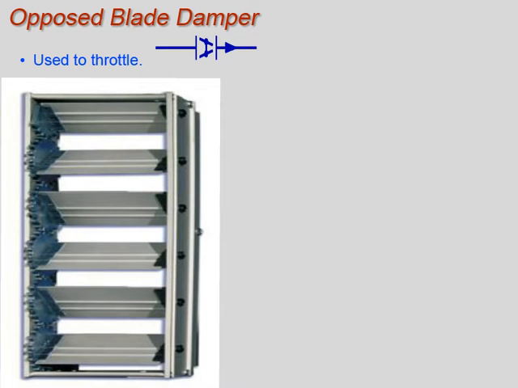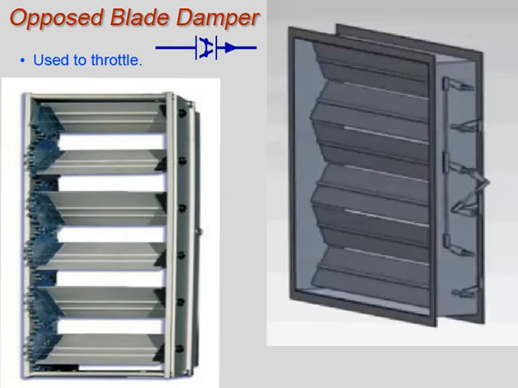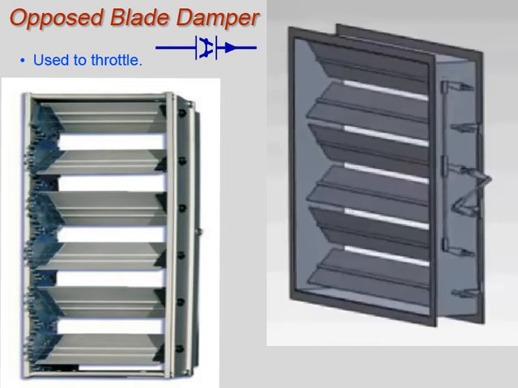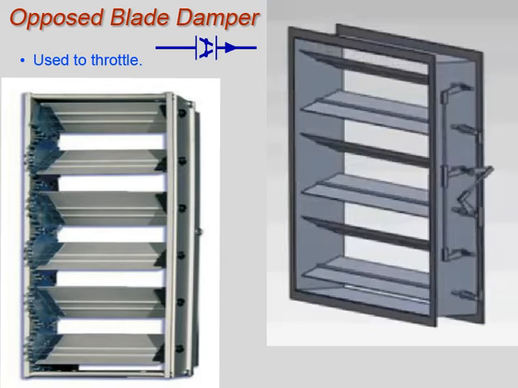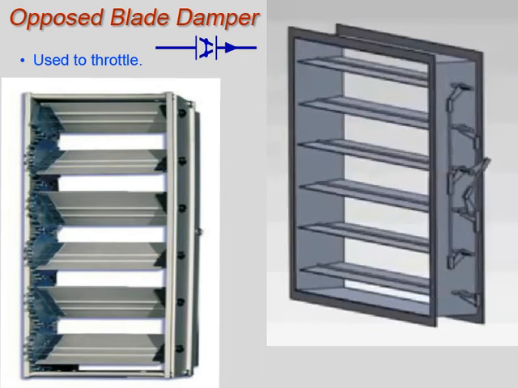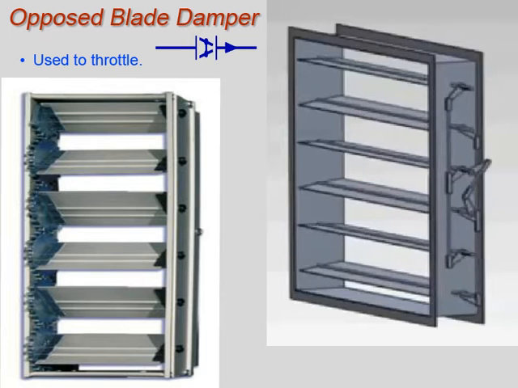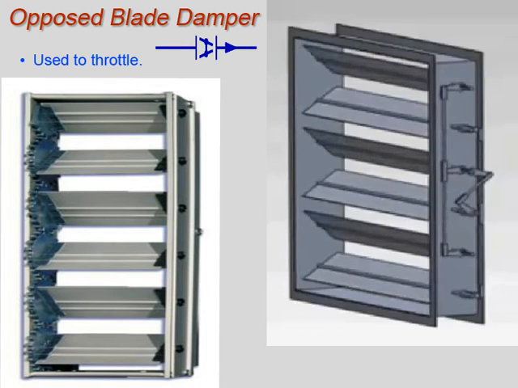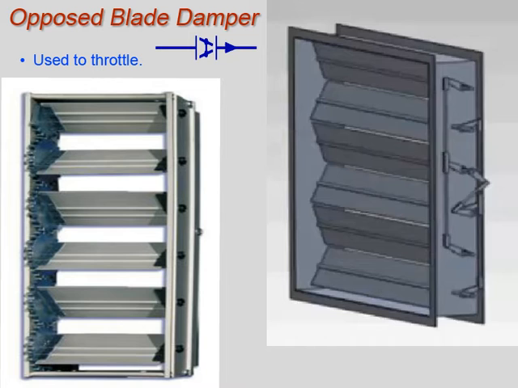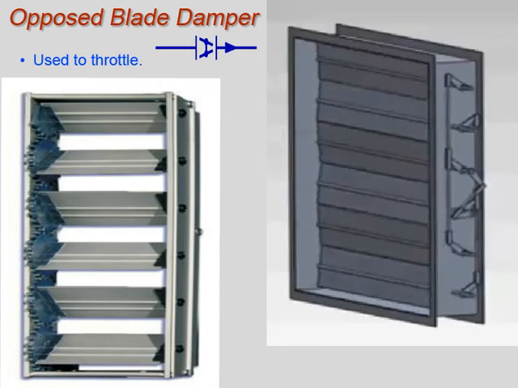Opposed blade dampers are used to throttle flow. Each blade rotates opposite to the direction of the adjacent blade. Rotating the blades changes the area between the blades, controlling the flow through the damper. The mechanism used to operate opposed blade dampers is similar to that for the parallel blade dampers. The major difference is additional linkage is used to connect the opposing blades.